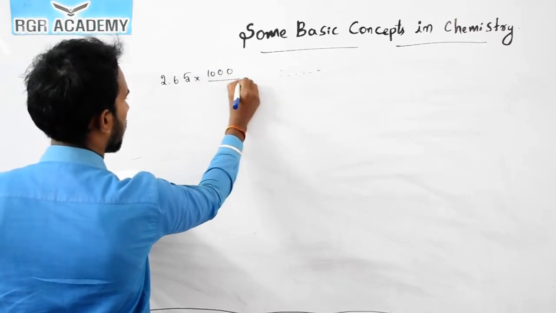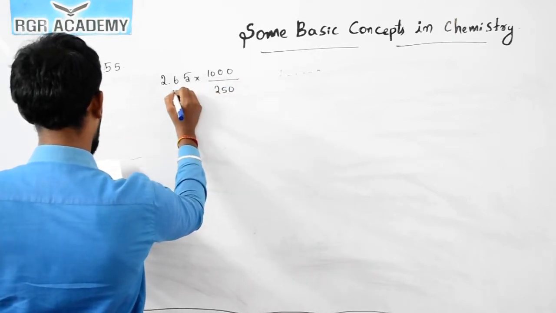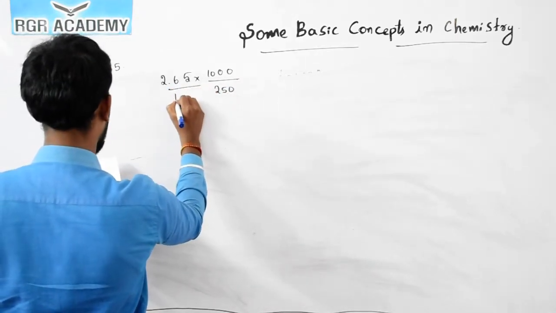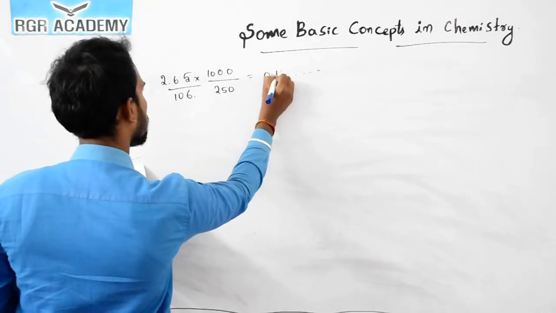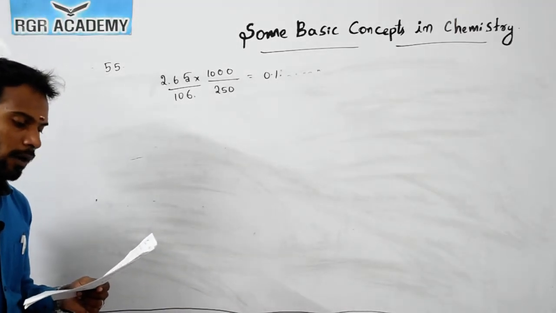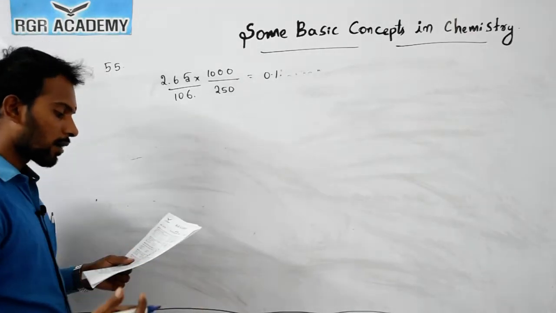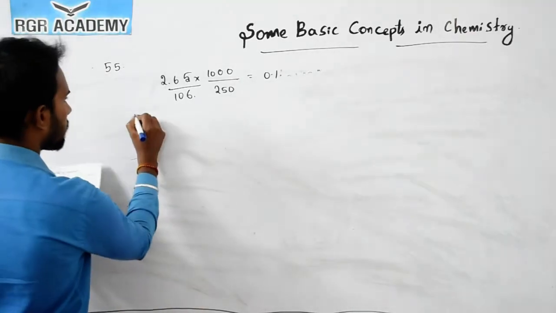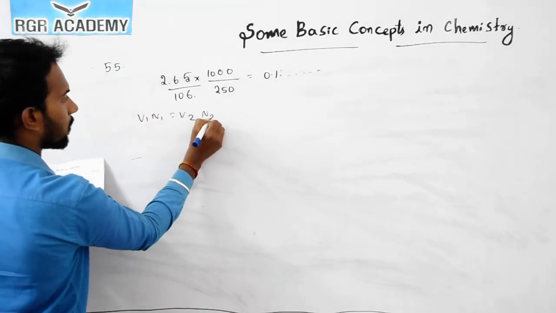1000 by 250, and the molecular weight is 106 gram. So the normality is 0.1 molar. Now we are going to find out the normality of the 1 liter of the solution. So we can say that V1 N1 is equal to V2 N2.